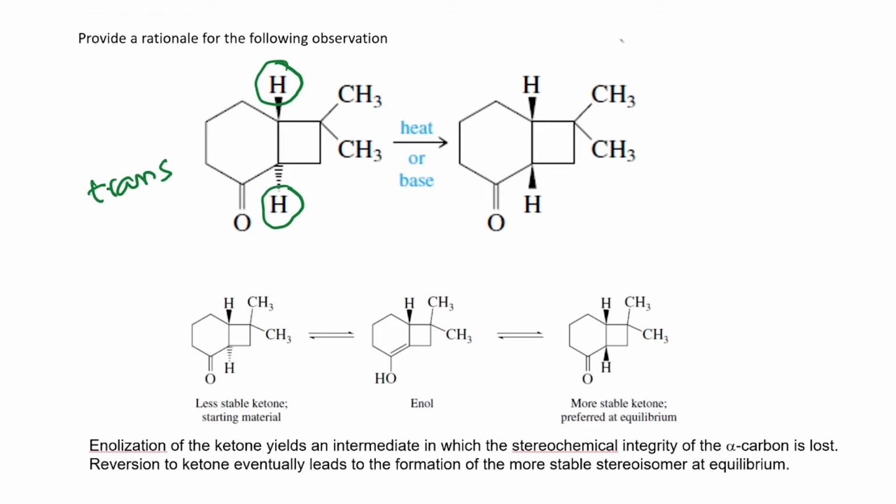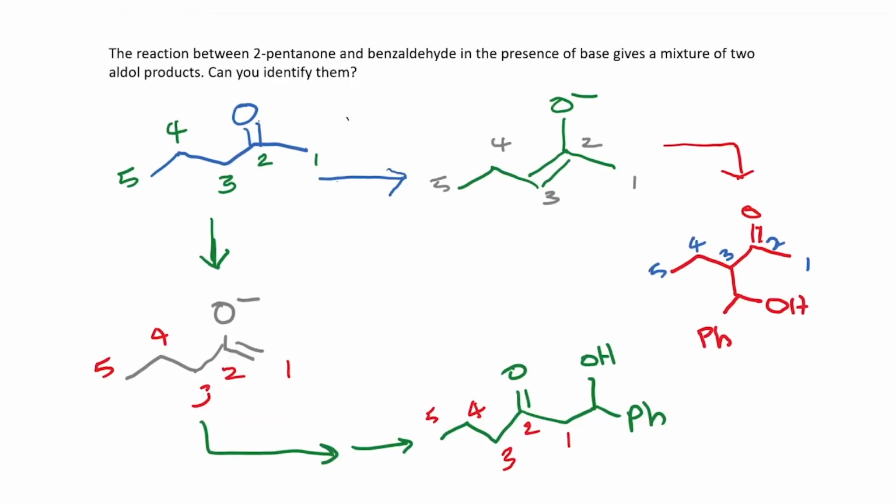So enolization of the ketone yields an intermediate in which the stereochemical integrity is lost. This is exactly the way we would have suggested it. However, the difference here is that when you have a choice between a very stable and an unstable stereoisomer, it eventually leads to the formation of the more stable stereoisomer at equilibrium. Now let's move on to the next question.